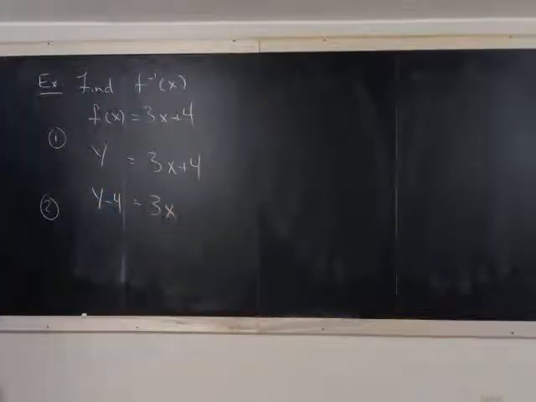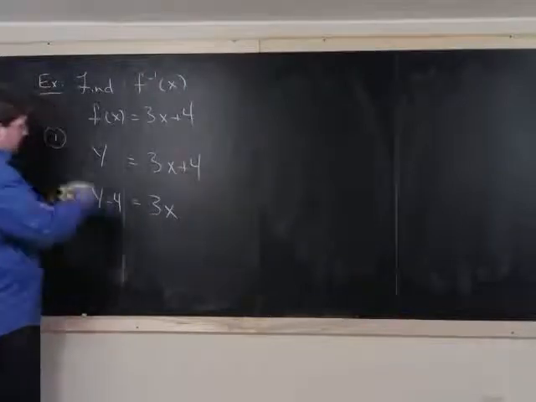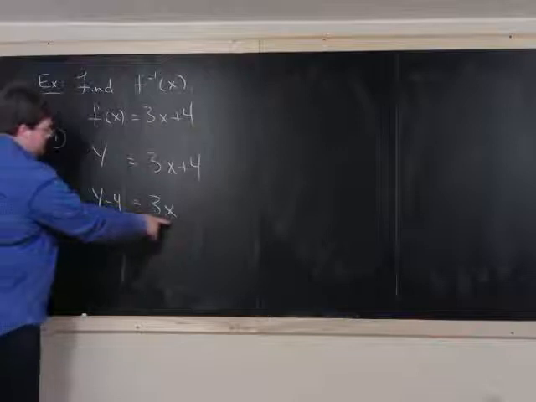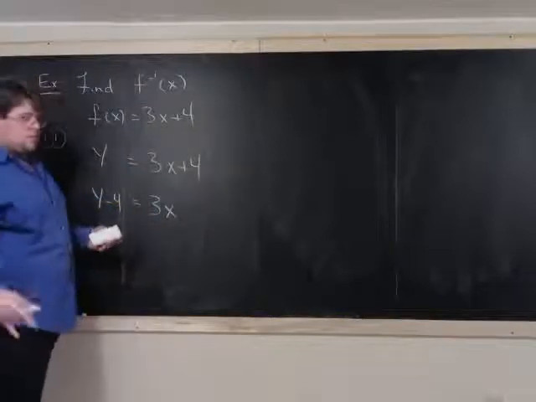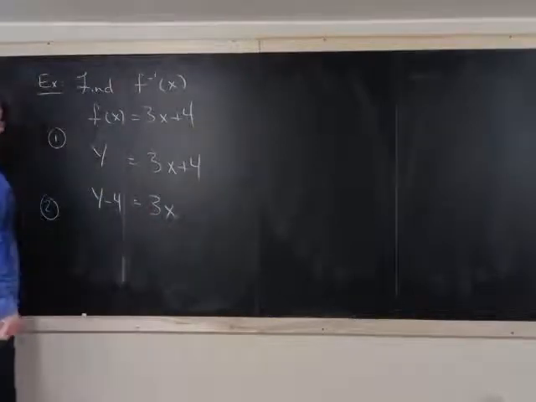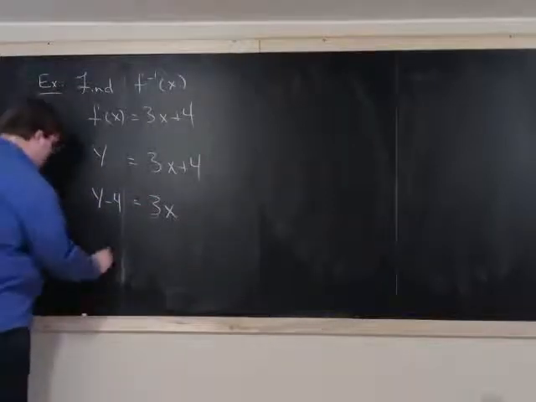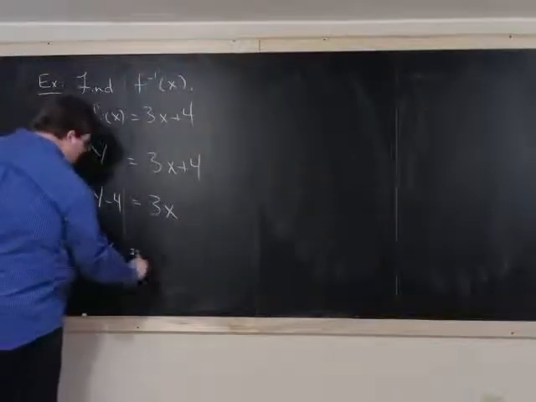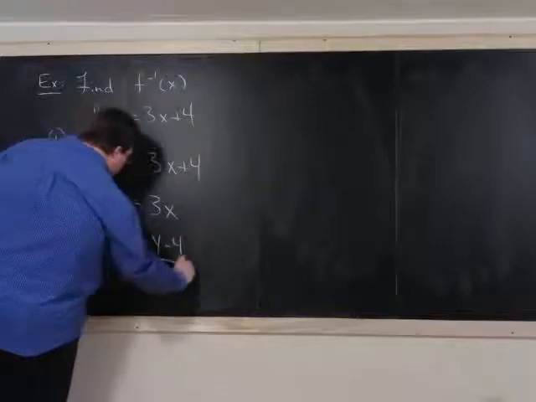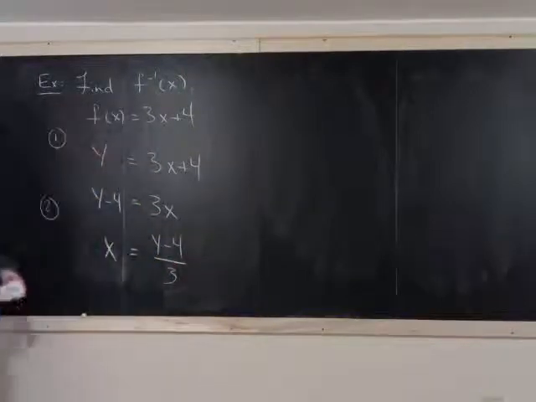Well, we got rid of the 4, now we have to get rid of the 3 to solve for x, and I'm going to write it on the other side. I'm going to divide this by 3 or multiply by 1/3, they're the same. And then I'm going to just write the x's on the left side. So x equals y minus 4 times 1/3, y minus 4 divided by 3.